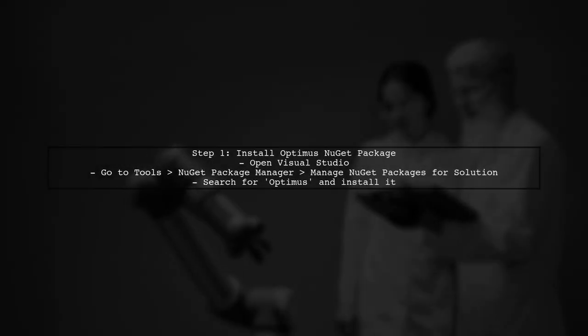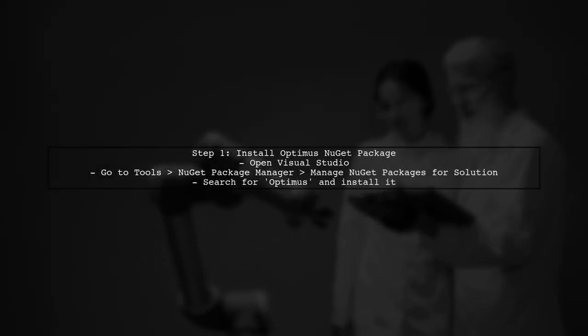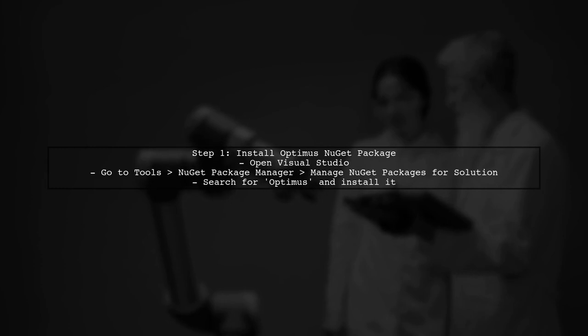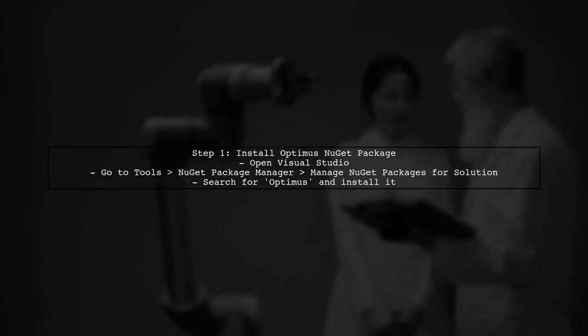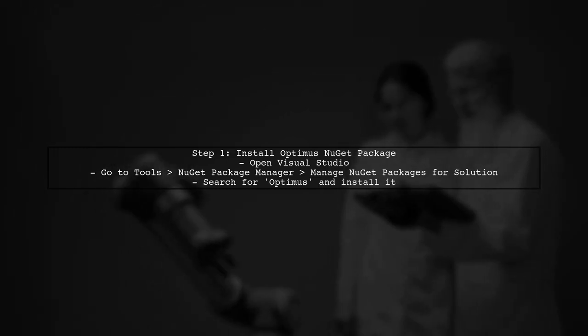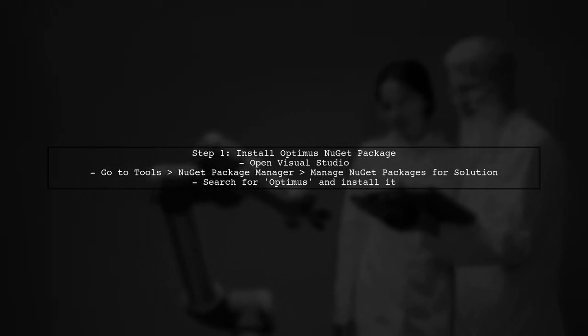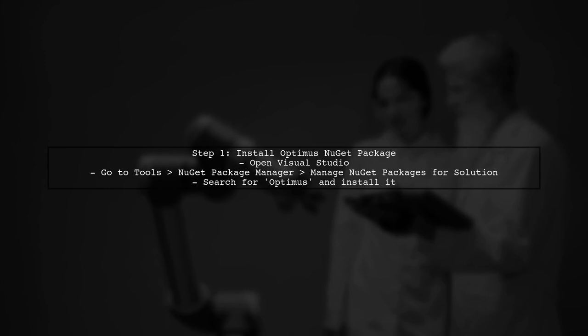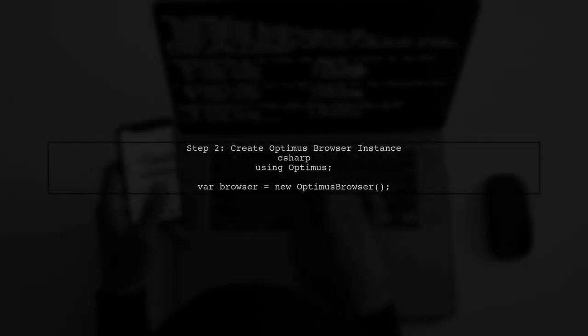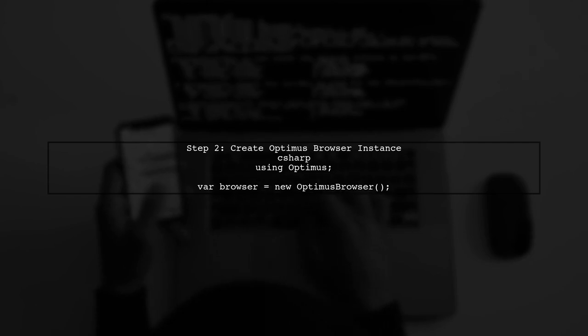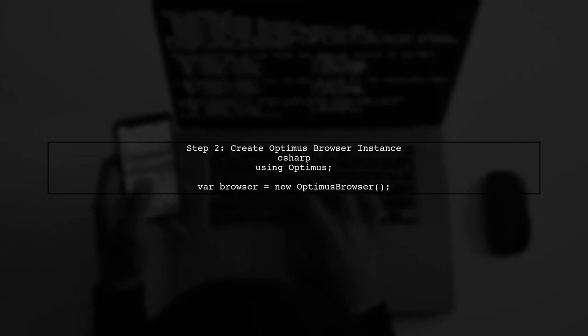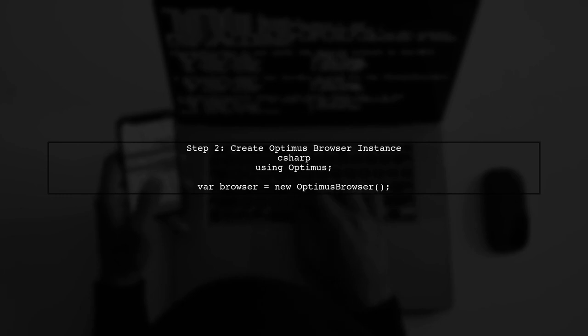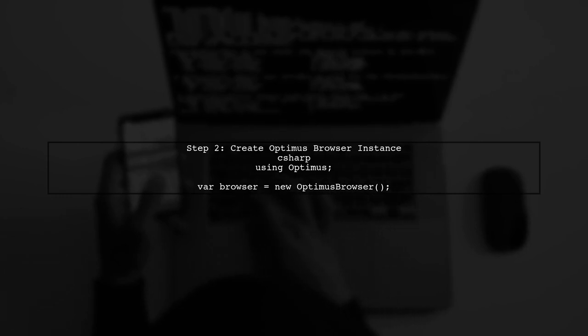Now let's continue on. To get started with the Optimus Headless Browser in C#, first we need to install the Optimus NuGet package. Open your project in Visual Studio. Once the package is installed, we can create a new instance of the Optimus browser. This will allow us to navigate to a URL and retrieve the response.